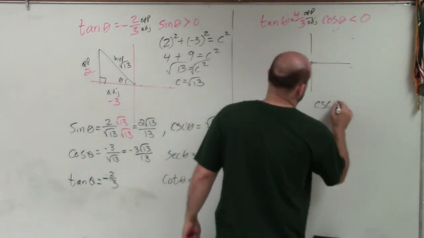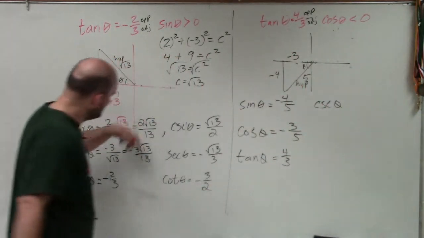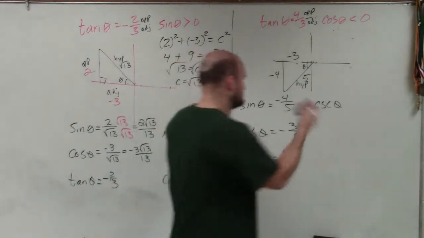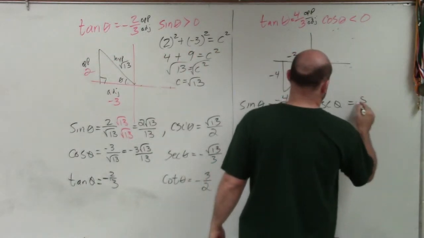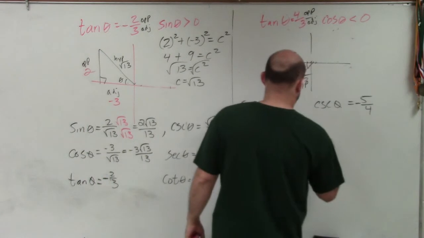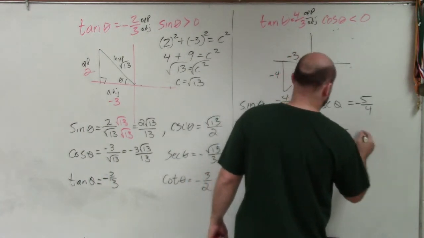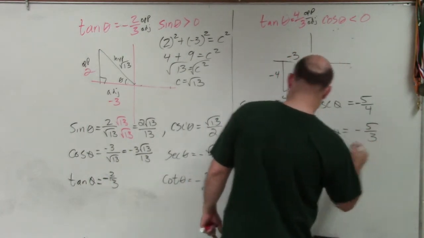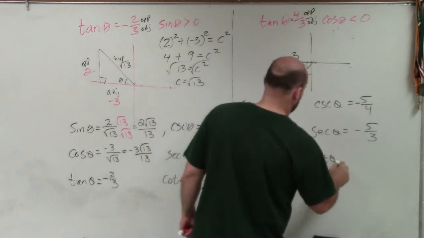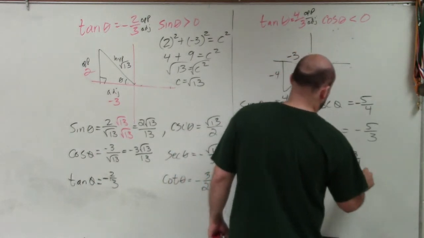Reciprocal identities, we always like these because especially when we don't have to rationalize the denominator, we can just rewrite them. Cosecant is going to be a negative 5/4. Secant of theta equals a negative 5/3. And the cotangent of theta equals 3/4.